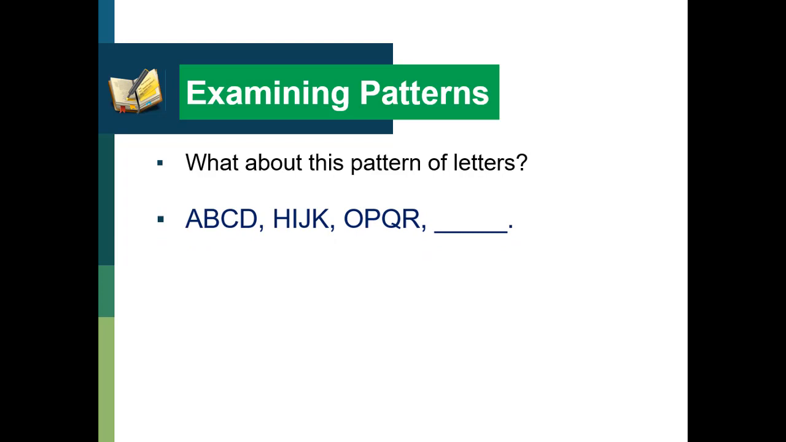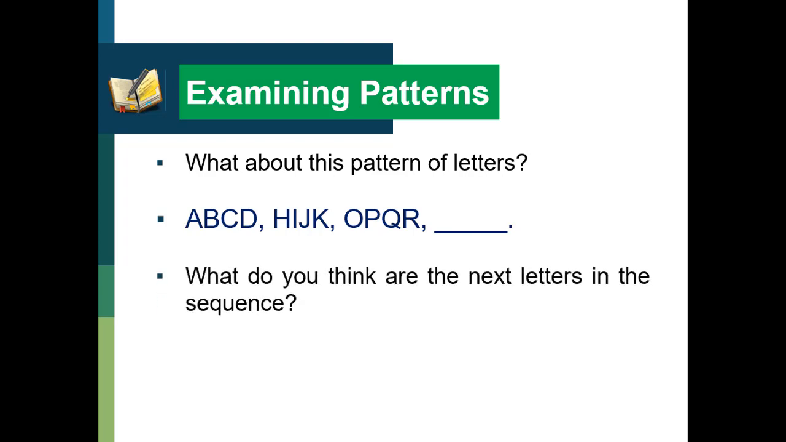In this pattern of letters, A, B, C, D, H, I, J, K, O, P, Q, R, what do you think is the next sequence of letters in the blank? If you observe the pattern A, B, C, D, the next letters are E, F, G, and it skips those 3 letters. Then it proceeds to H, I, J, K. Eventually, after K, it skips again L, M, N. Then it proceeds to O, P, Q, R. So most probably, the next sequence of letters will skip 3 letters after R, which are S, T, U.